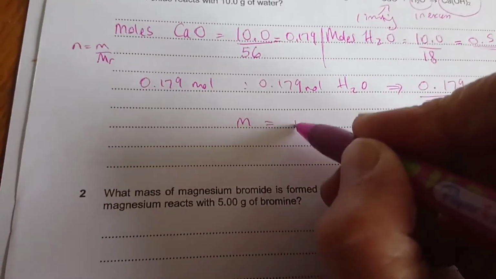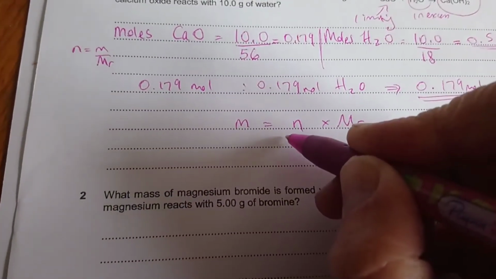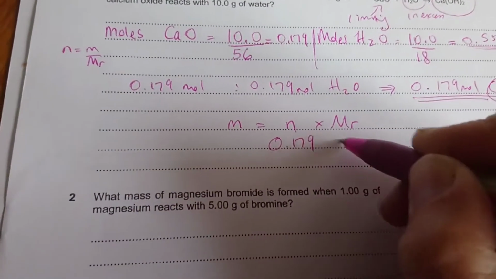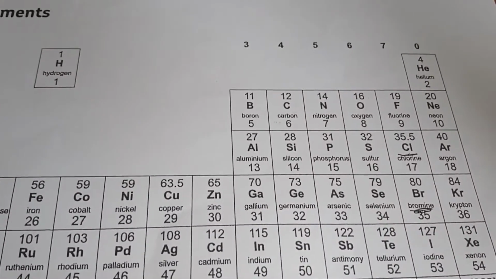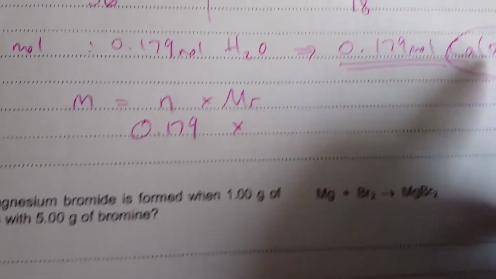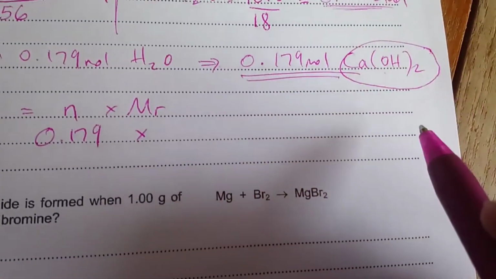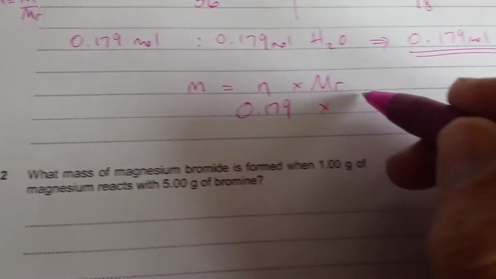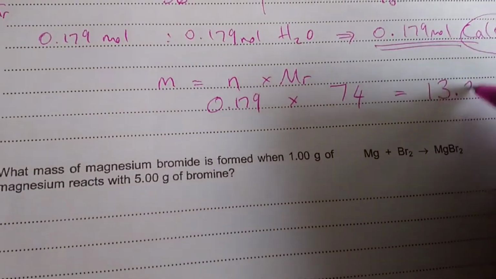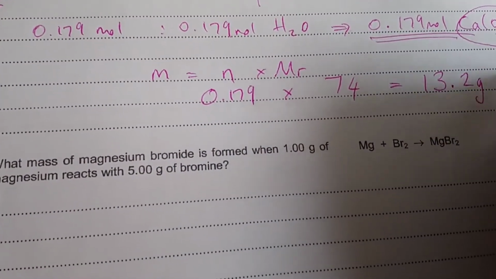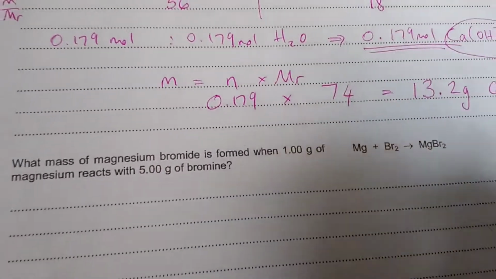Mass equals n times Mr. My number of moles, 0.179 times by molar mass of calcium, so that's 40. I've got 2 oxygens, remember, because the 2 outside the bracket means that I've got 2 oxygens. So 40 plus 2 16s plus 2 hydrogens will give me a molar mass of 74, which will give me 13.2 grams of calcium hydroxide.